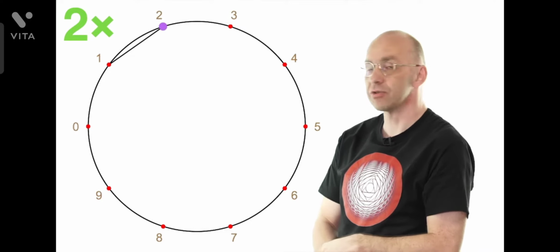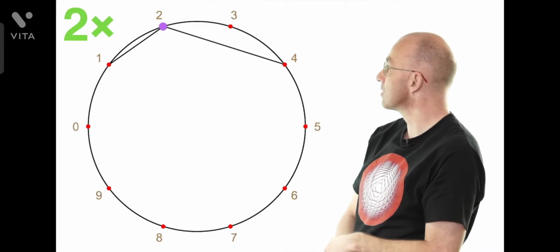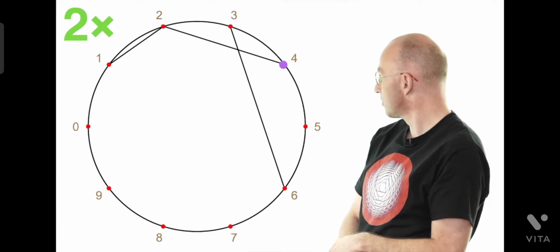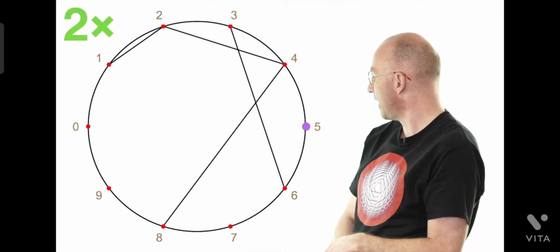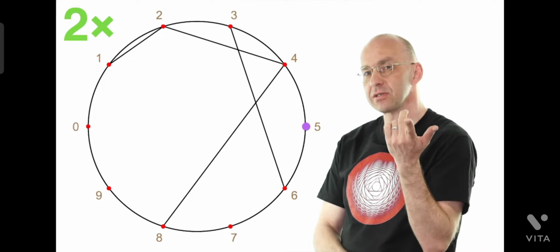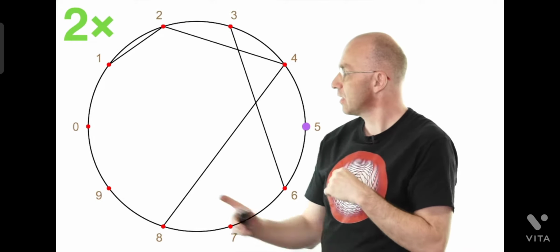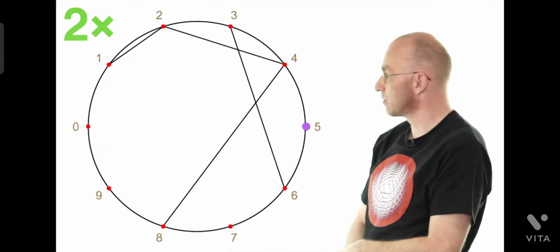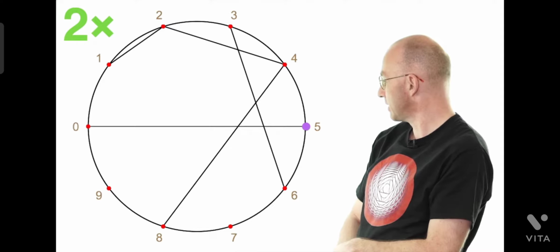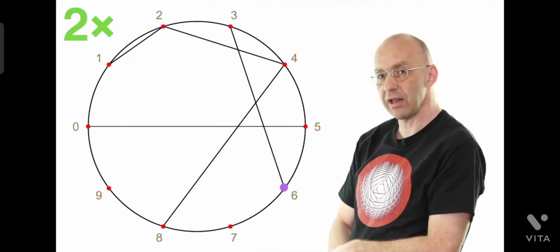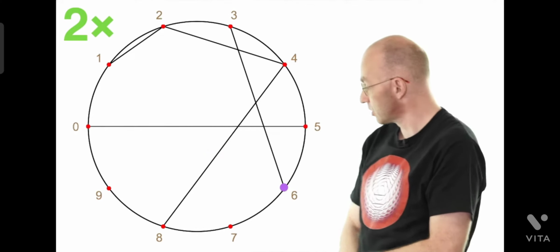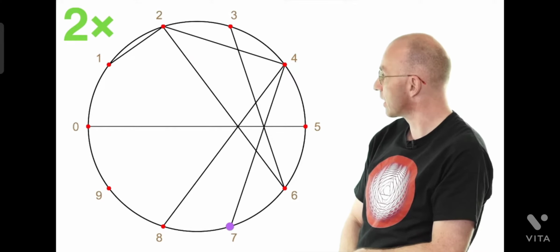Then 2 times 2 is 4, so we do this and we keep on going. Pretty obvious. Now 5. 2 times 5 is 10. Remember, 10 is also over there, so we connect that guy up. And then 2 times 6 is 12, which is also the 2. So we connect that one, and you just keep on going like this.